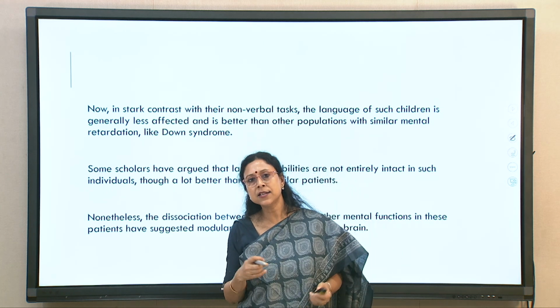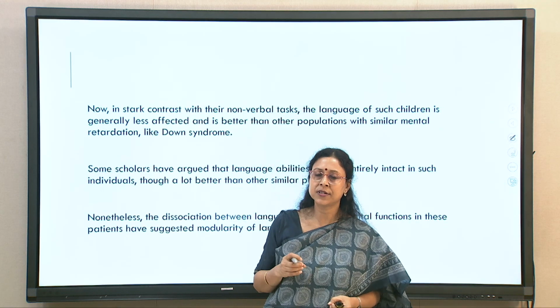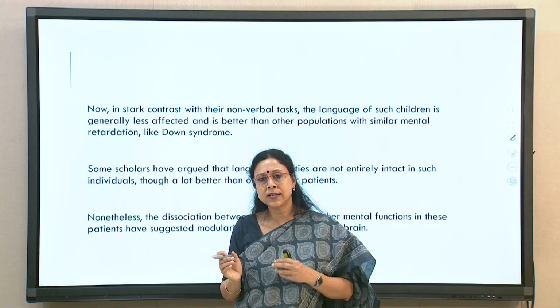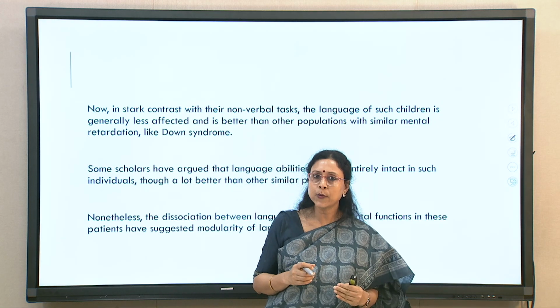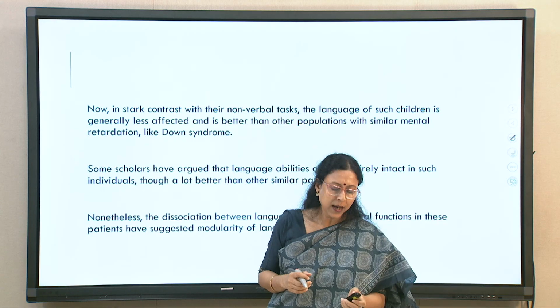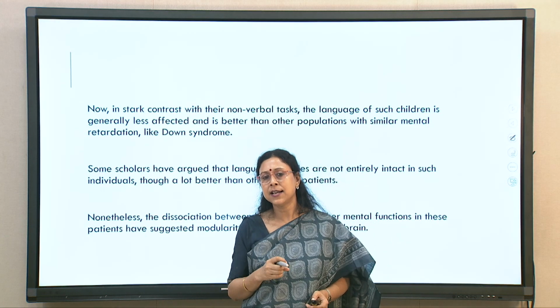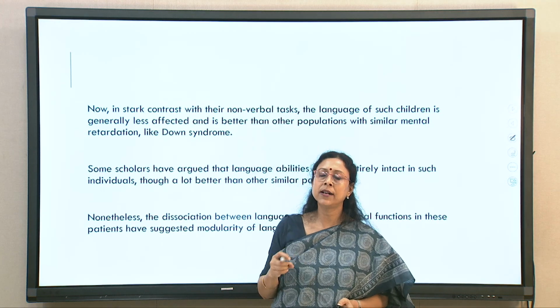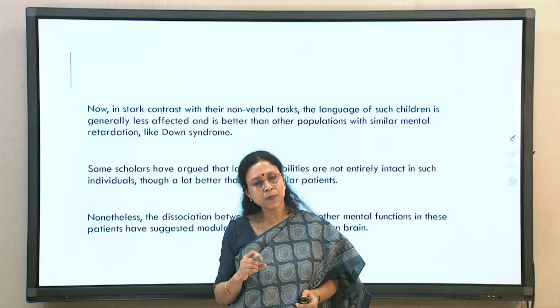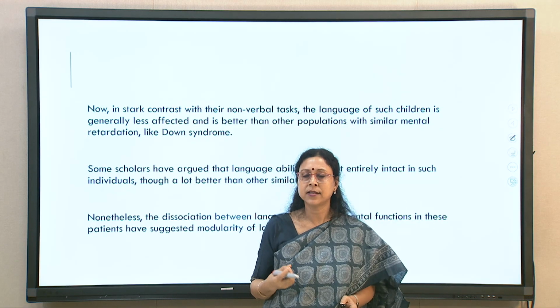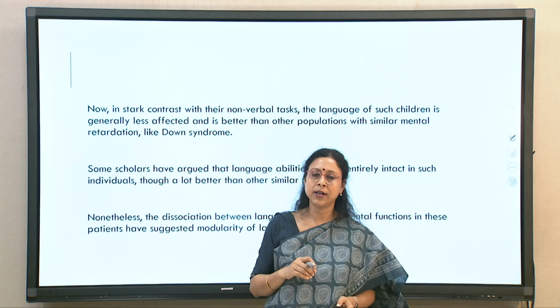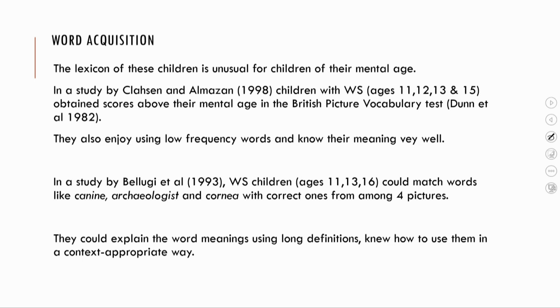Because these two disorders seem to have separate trajectories of development, with cognitive deficit not affecting language, and language not affecting cognitive deficit, the idea of modularity of the human brain has been proposed, and these two disorders have been used as justification for the modularity hypothesis. Now, in the domain of word acquisition, the lexicon of these children is unusual for children of their normal age.